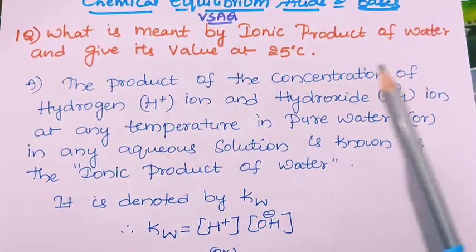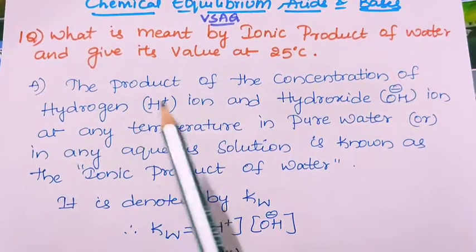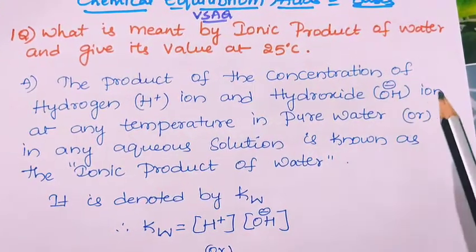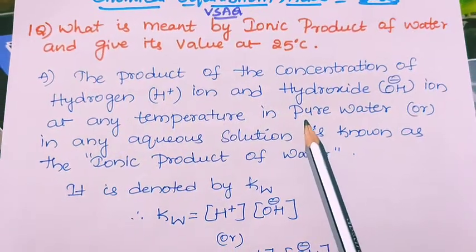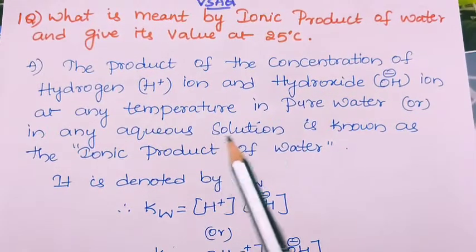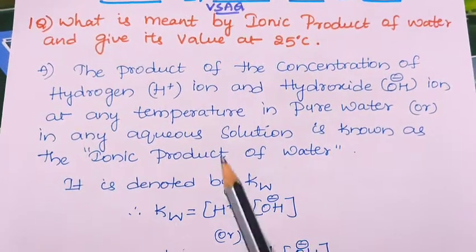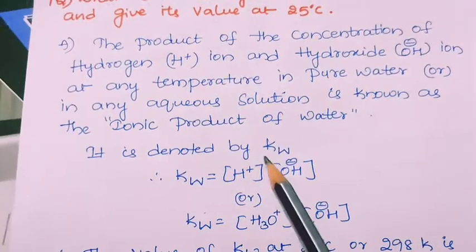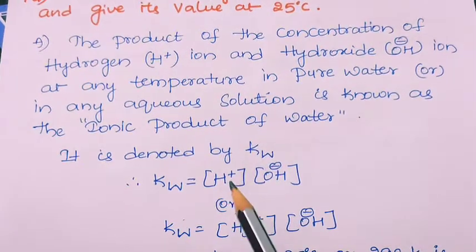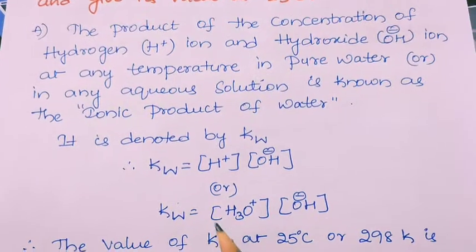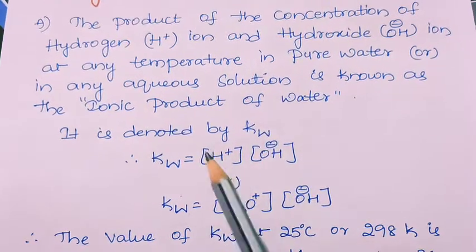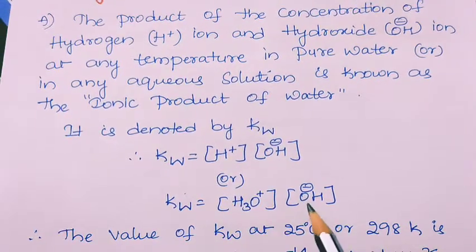The product of the concentration of hydrogen H plus ion and hydroxide ion OH minus ion at any temperature in pure water or in any aqueous solution is known as ionic product of water. It is denoted by Kw. It is a product of H plus and OH minus ions. So you can represent it like this, or H3O plus OH minus.